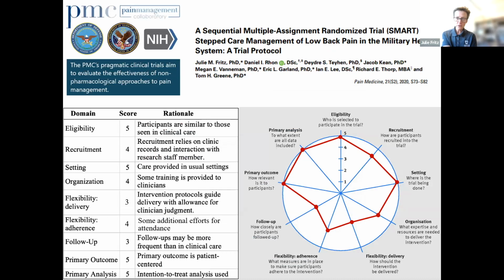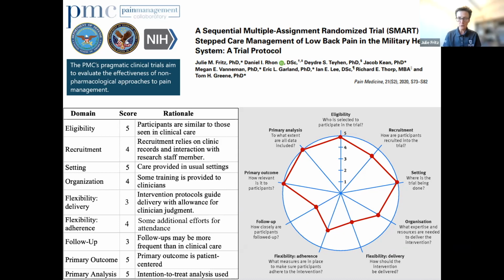So let me give you an example of the PRECIS from a trial that I'm involved with that is a pragmatic trial that's looking at a stepped care management protocol for low back pain that happens to be being done in the military health system. For context, this trial is part of a collaboratory that's working on a variety of pragmatic clinical trials in both the DoD and VA. So you can see how this wheel is often used to give a snapshot of how pragmatic the study is.